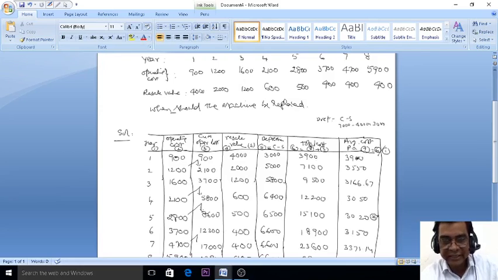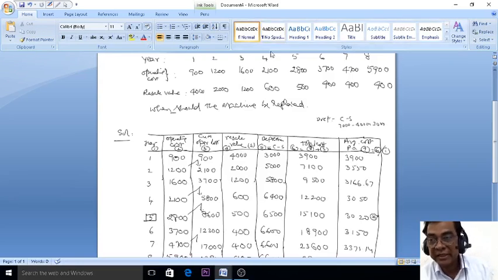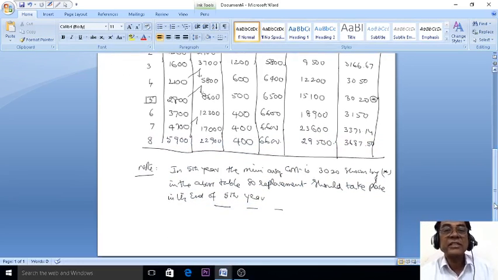Average cost like this. So in the last column, the value which shows the minimum number, you have to take the corresponding year. The corresponding year is the fifth. It means that you have to replace that machine every fifth year. Okay, so you have to write down the statement: in the fifth year, the minimum average cost is 3020, shown by star in the above table. So replacement should take place at the end of the fifth year.